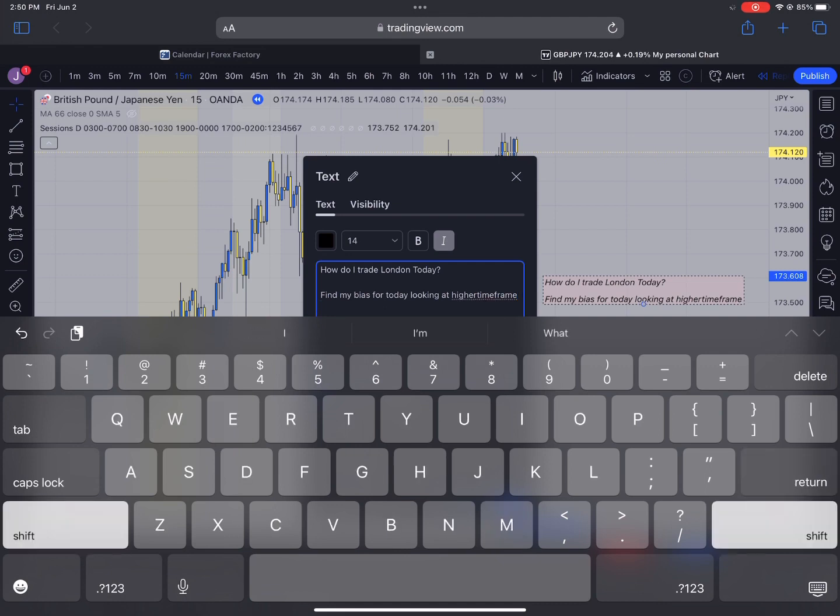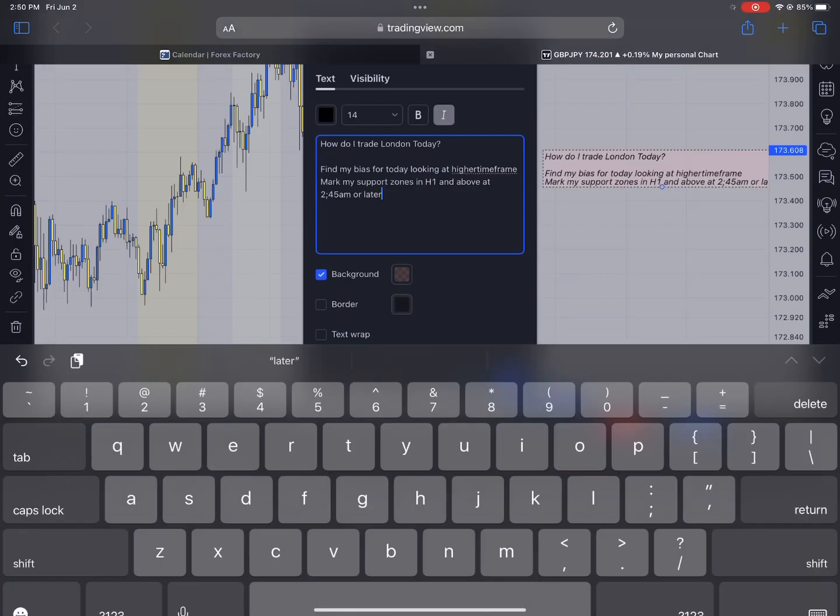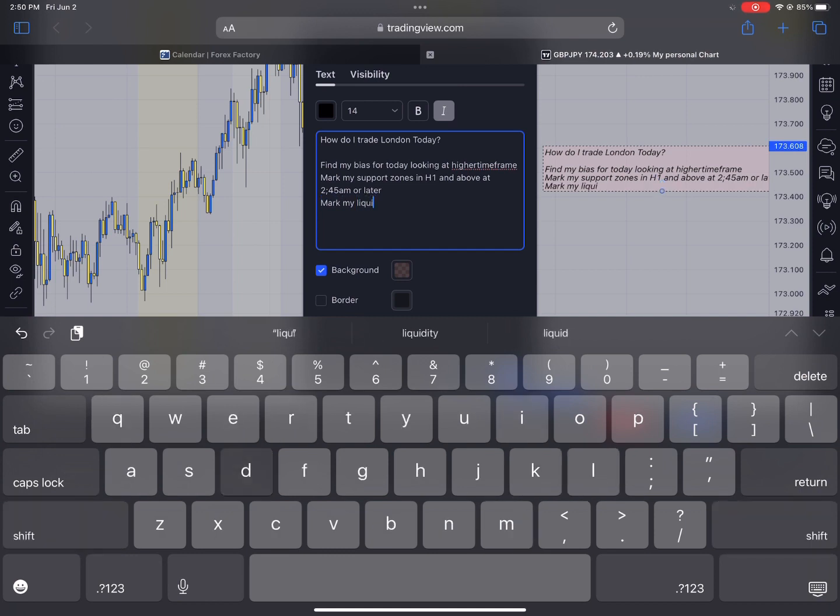Next thing I'm doing is marking my support zones in the 1 hour time frame and above. After that I'm going to the 15 minutes time frame to mark my liquidity zones. These are zones where price can hit, get liquidity to push up after. And last but not least, we wait for entry confirmations. Super important.